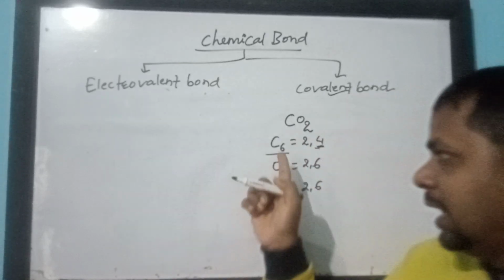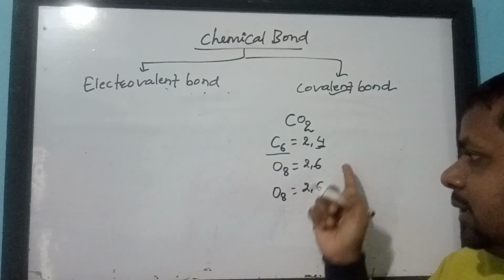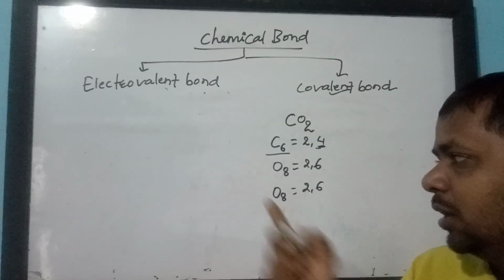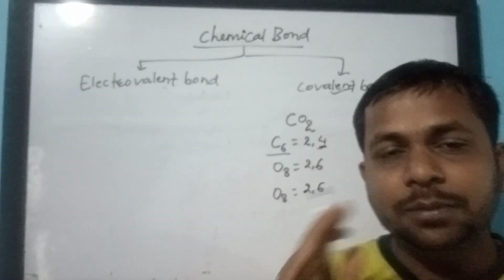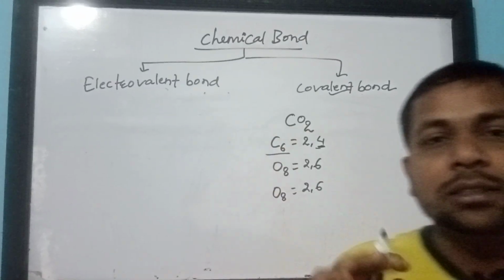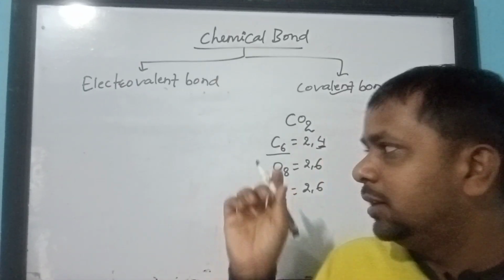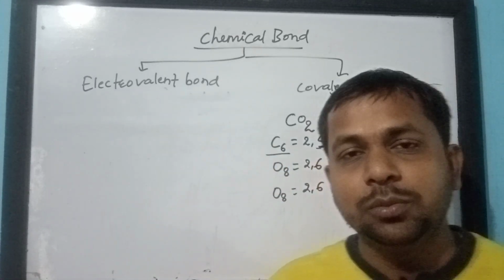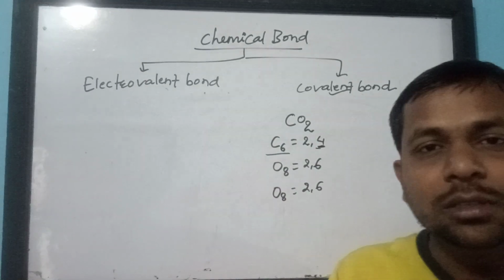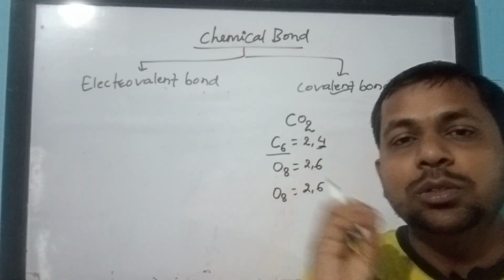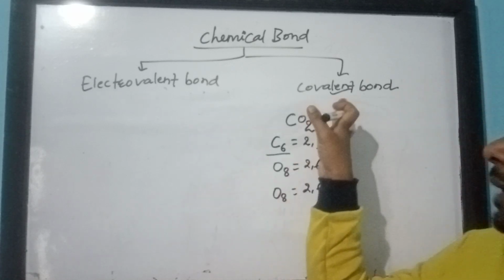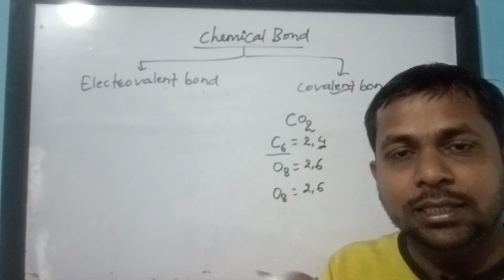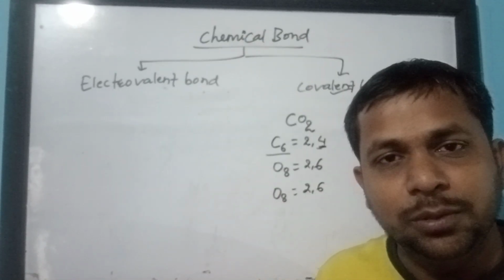Carbon is a non-metal because it requires electrons. Oxygen has 6 electrons, so it also requires 2 electrons. This oxygen also requires 2 electrons. All these are non-metals. If the atoms of a molecule are non-metals, they form covalent bonds to form the CO2 molecule. How is the CO2 molecule structure formed? By covalent bonds, because these non-metals share electrons between each other.